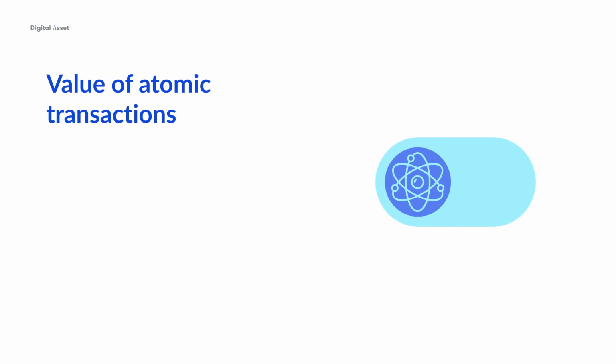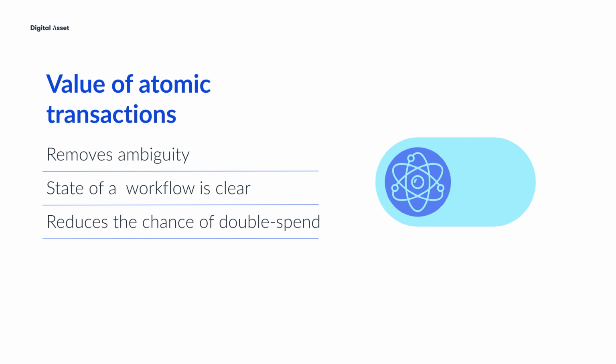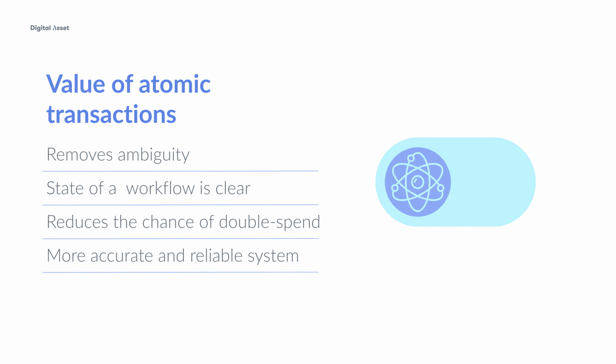Why is that so important? It's important because you're never left wondering what has or hasn't happened or what state the process is in. Because the transaction is atomic, you can see exactly where in the process a workflow is. If there's still work to be done or there's need to wait at a certain point, that point is clear. This greatly reduces the likelihood of double-spend errors and creates a more accurate and reliable system.